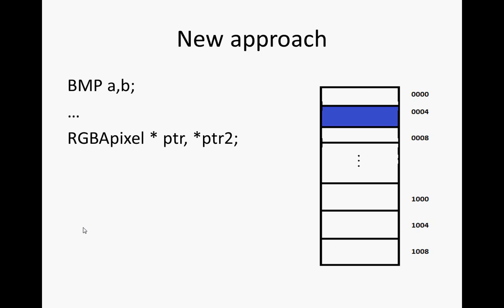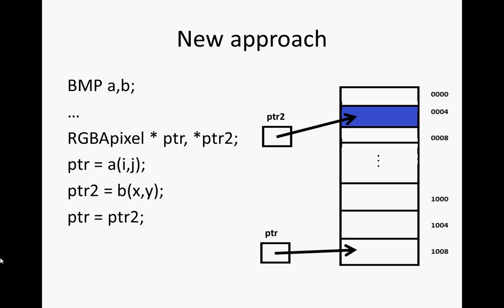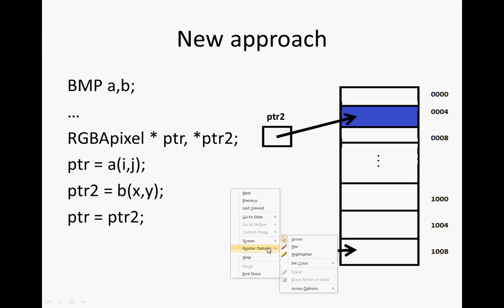Okay, let's try a different approach now. This time, we'll use a couple of pixel pointers. We'll call them pointer and pointer2. So we'll set pointer to be IJ, so it points over here to that memory location. And pointer2 points over here to this guy at B. Now let's try and assign pointer2 to pointer. So what we'd like to happen is this blue to be copied down here into this cell. But here's what actually happens.